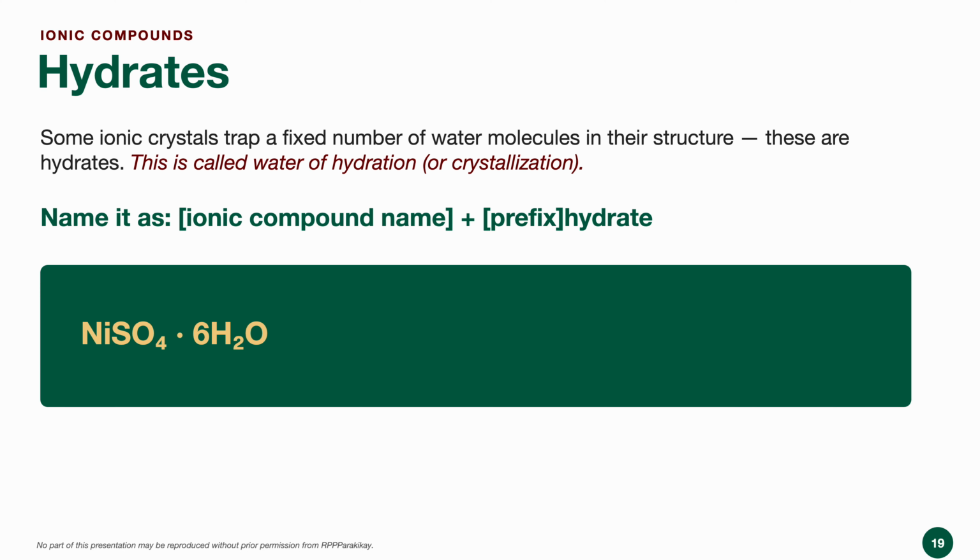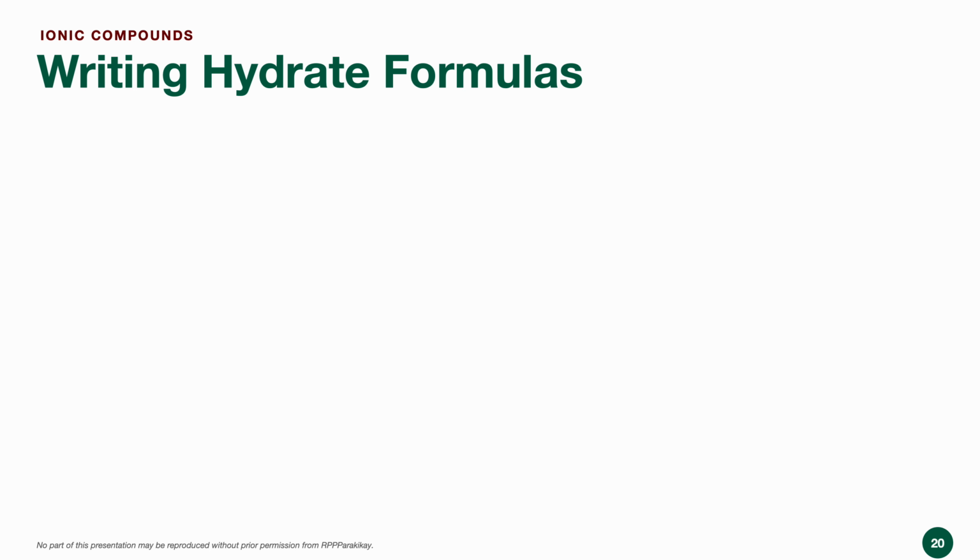So for example, this is an example of a hydrated ionic compound, NiSO4·6H2O. So the ionic part is nickel(II) sulfate. And since we have 6 water molecules, we will add hexahydrate. So the compound name will be nickel(II) sulfate hexahydrate. So that little dot in the formula is how we show the water is associated, but it's not chemically bonded to the metal. Writing hydrate formulas follows the exact same logic.